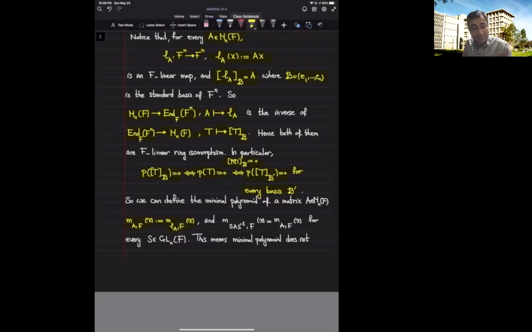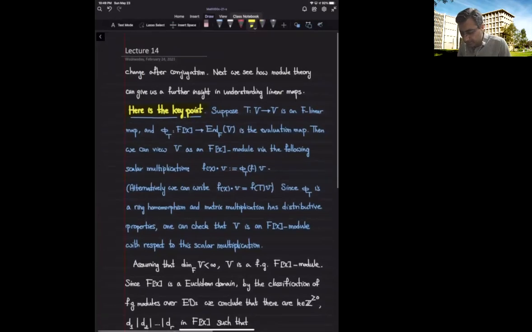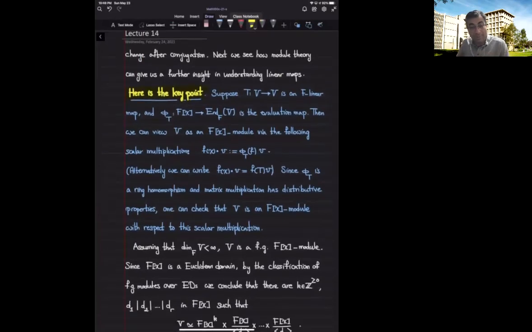Now, when I choose a different basis, the matrix representation of L sub A would be a conjugate of the matrix A that we started with, and vice versa. Every conjugate can be realized as a matrix representation of L sub A. That means the minimal polynomial of a conjugate of A is the same as the minimal polynomial of A. So altogether we get what we claim: we can define the minimal polynomial for matrices, and this polynomial doesn't change as we change the matrix to its conjugate. So conjugation does not change the minimal polynomial.